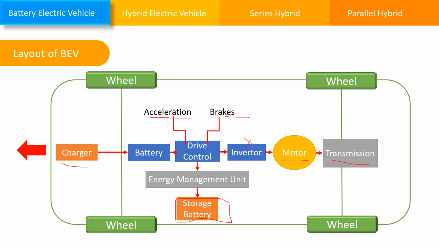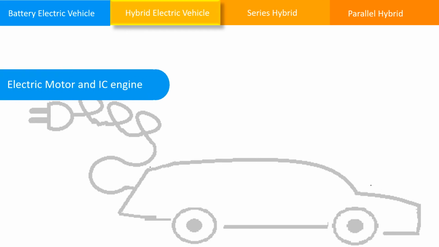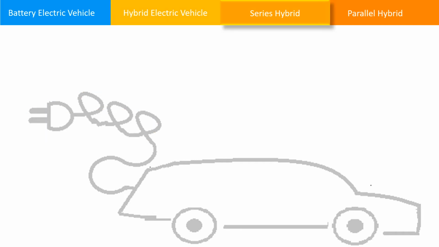Now we will move to the hybrid electrical vehicle. A hybrid electrical vehicle is propelled by both an electrical motor and an IC engine, and it uses compatible components for both of them. Some components are compatible with the electrical motor system and others are compatible with the IC engine system. So there are two types. The first one is the series hybrid.